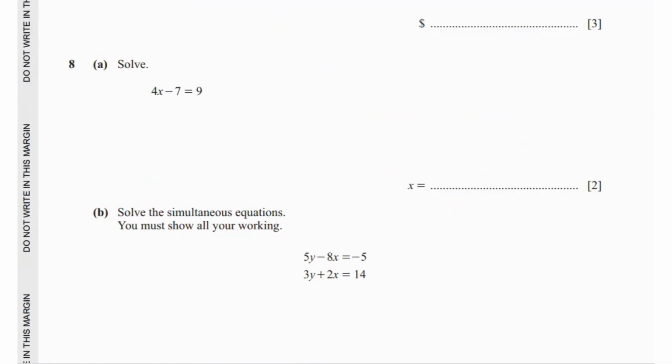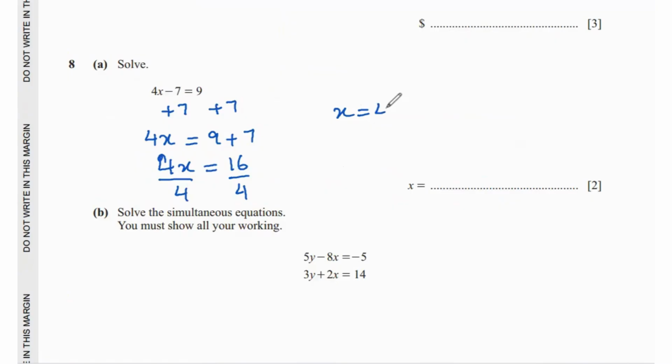Then solve 4x minus 7 equals 9. First, you're going to add 7 on both sides. So that's 4x equals 9 plus 7, which is 16. And then we divide both sides by 4. So x equals 4.